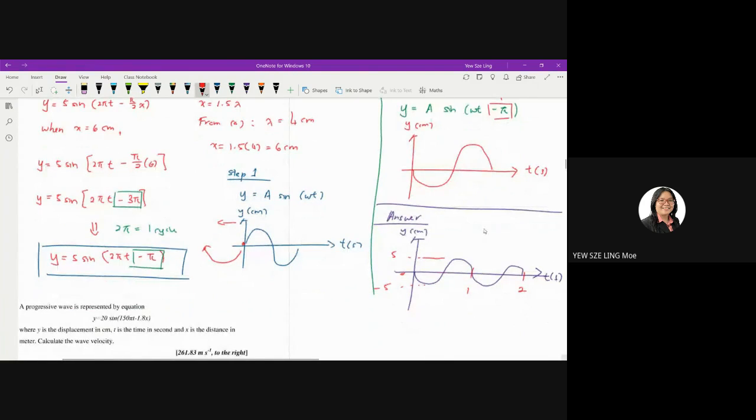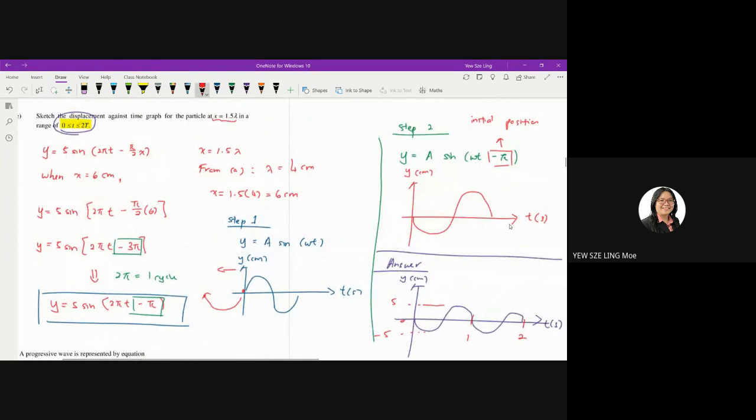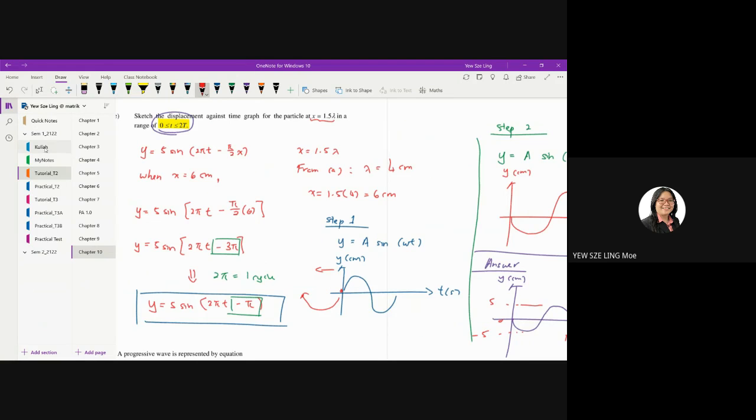That is the graph for question E. So you have step 1, you have step 2. Step 2 now tells you what the -pi means. -pi means the initial position. So where is it? It starts from -180 degrees. So you imagine the cycle, okay? You imagine what happened in chapter 9 just now.